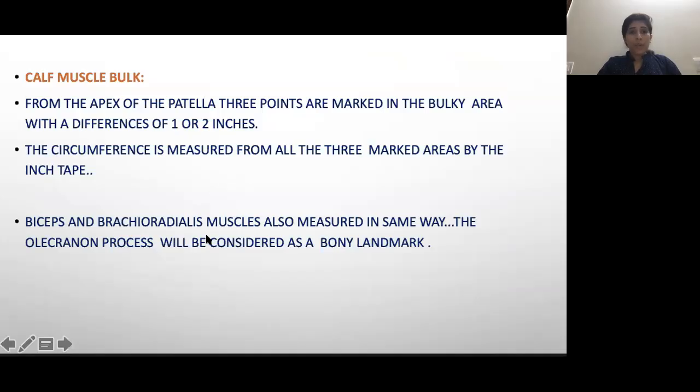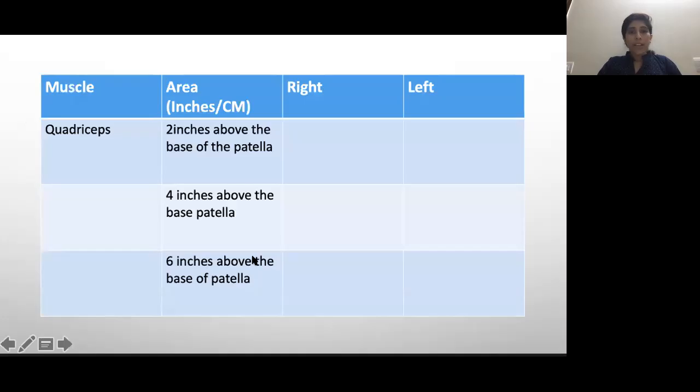In the same way, the brachioradialis and biceps muscles should be measured for muscle bulk. Okay, and for the biceps and the brachioradialis, the bony landmark will be the olecranon process of the elbow. So the recording of the muscle bulk or girth measurement will be done in the following way. Here we'll write the muscle, that is, we are doing it for the quadriceps muscle. The area we'll write: 2 inches above the base of the patella, then 4 inches above the base of the patella, and 6 inches above the base of the patella. We'll compare the readings on both sides and record them.